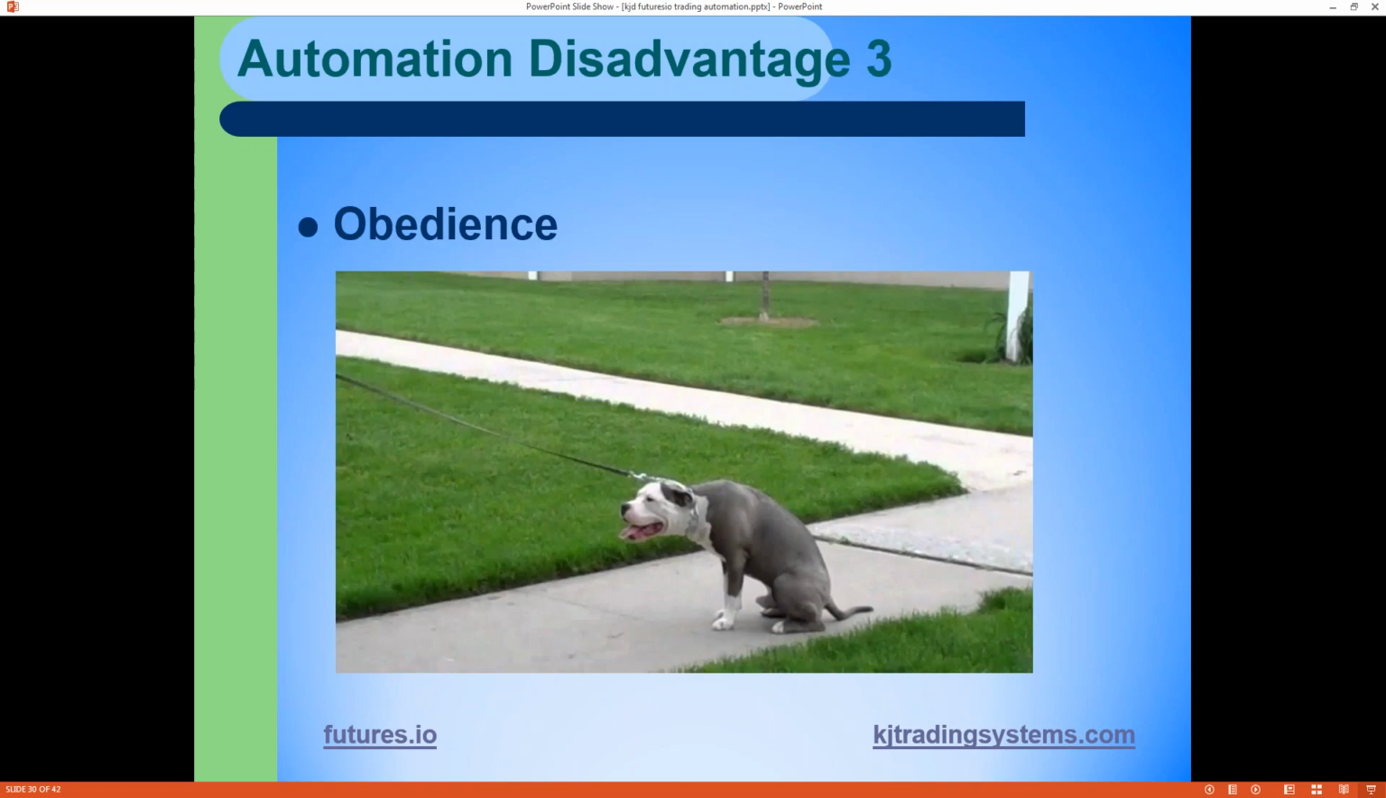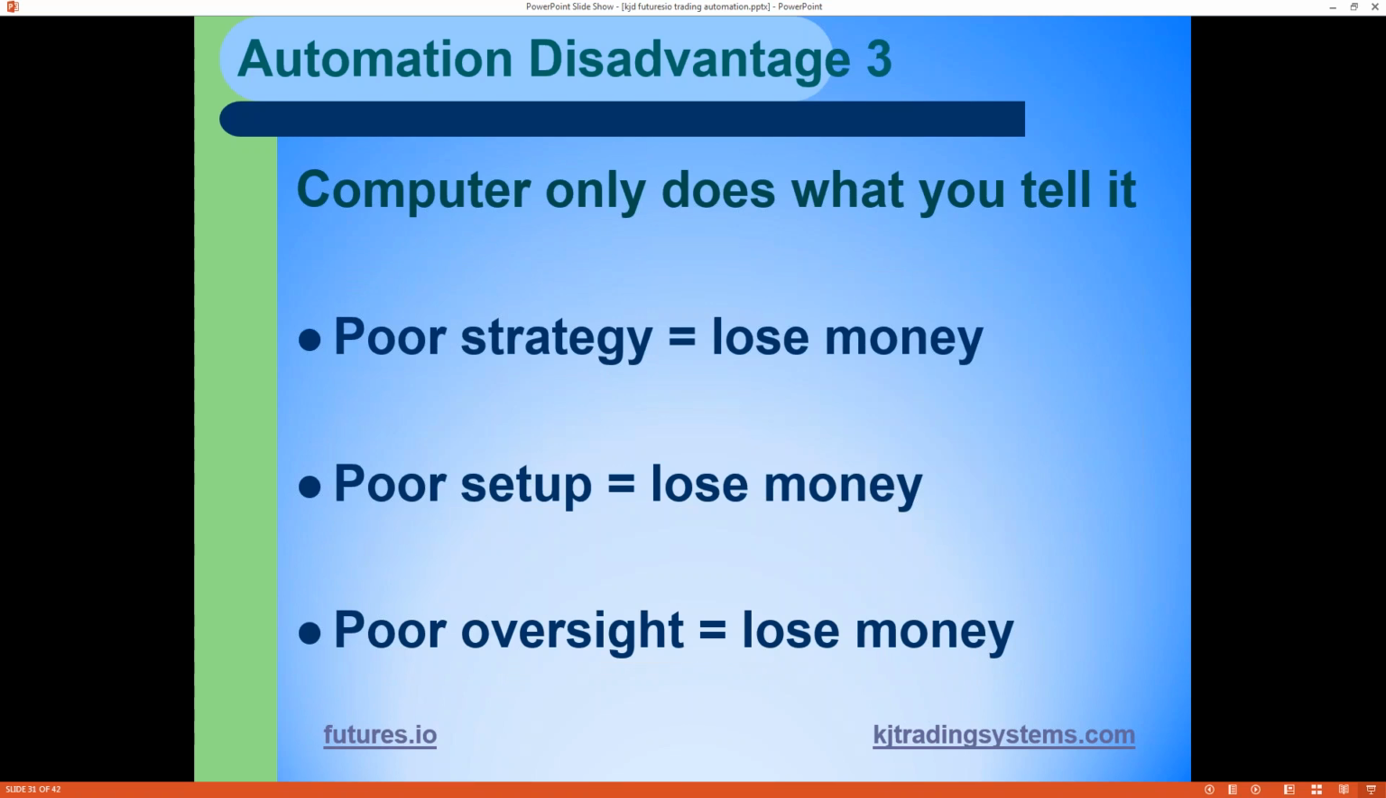Okay, a third disadvantage is obedience. I found this picture of a dog who won't go with his owner. He's just sitting there, like, I'm not moving. Why is that important? Well, the computer only does what you tell it, right?